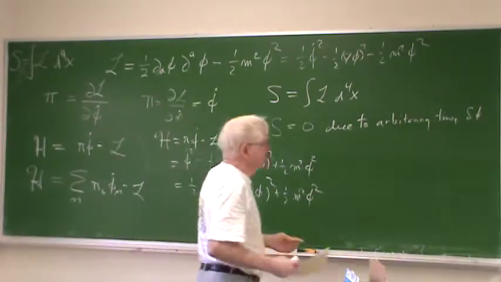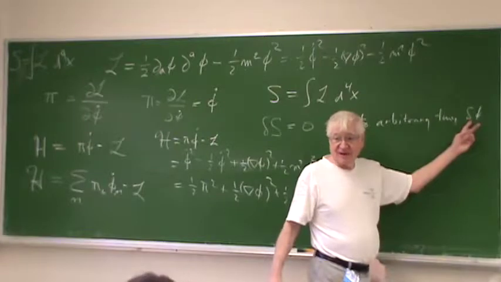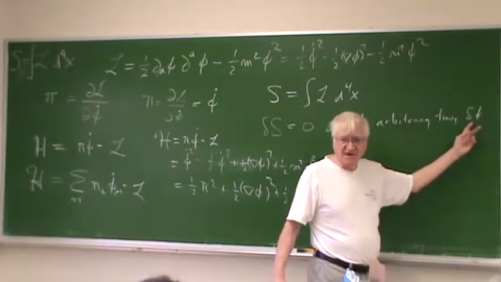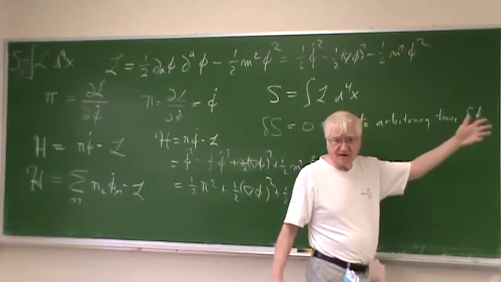The point is that this delta phi is just a mathematical thing at our disposal, and so we can have it zero at large space and time values.